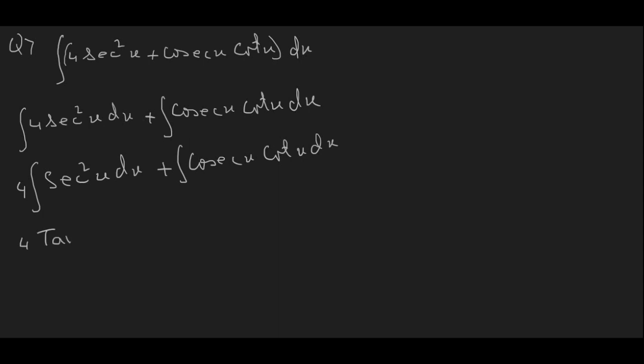For that, 4 tangent x plus minus cosecant x plus c. So 4 tangent x minus cosecant x plus c. Actually these questions are related with the formulas that we have so far studied. So no complicated question has been used.